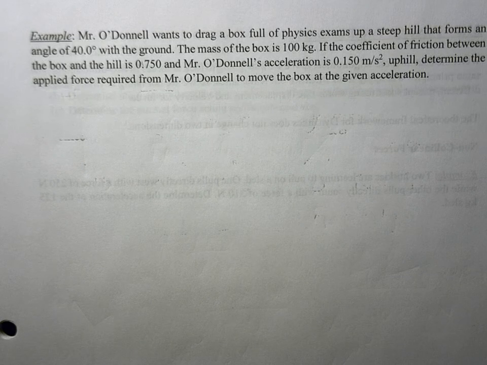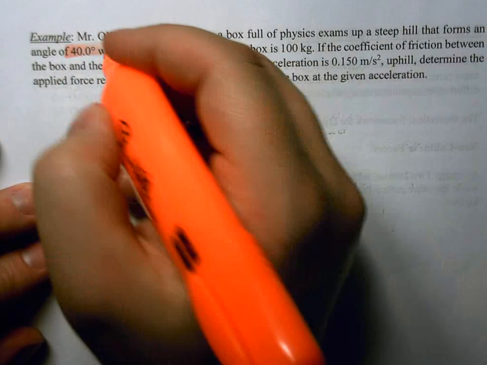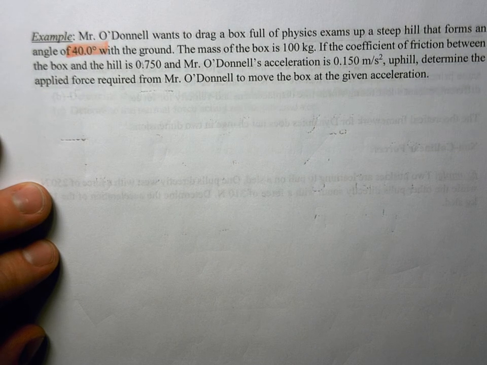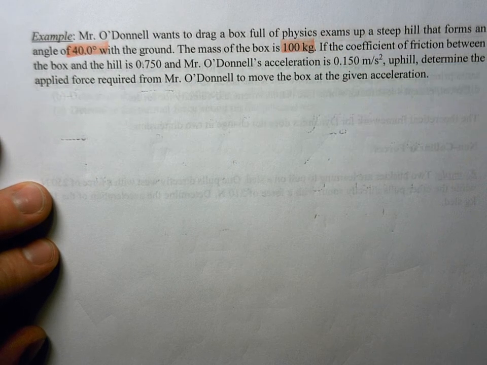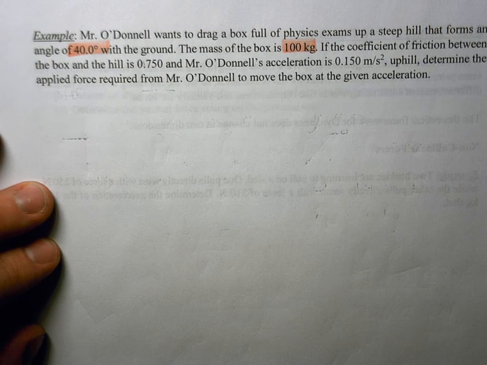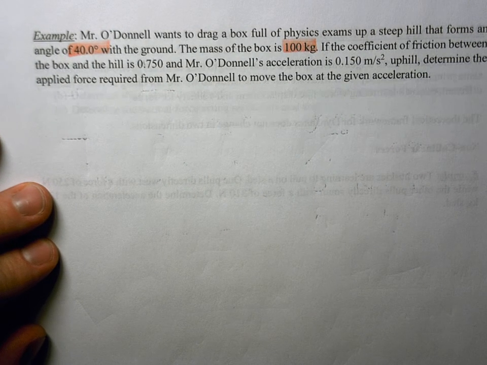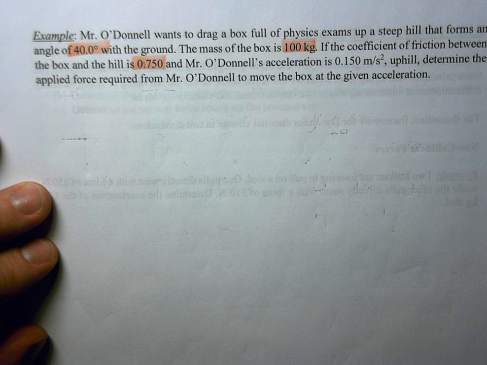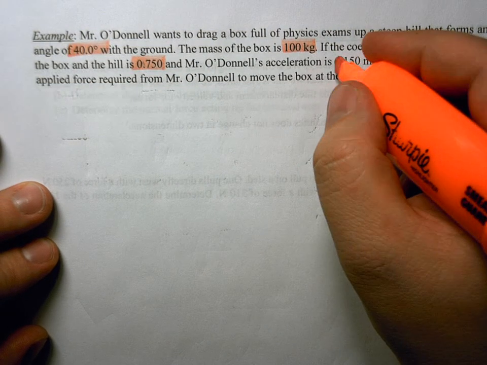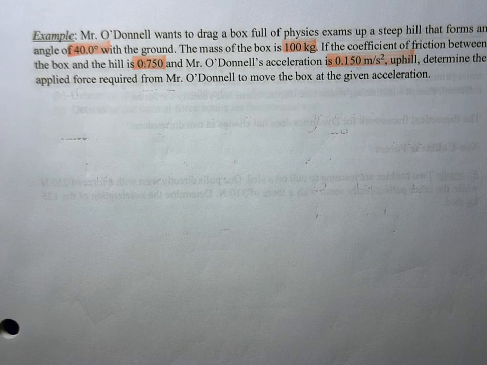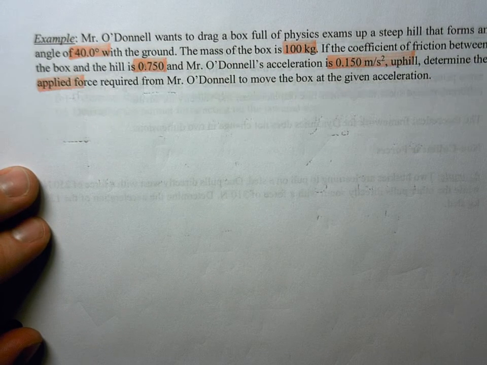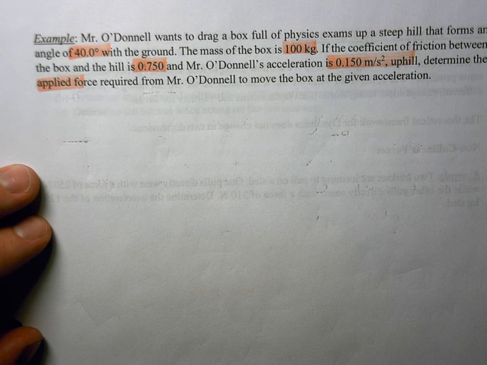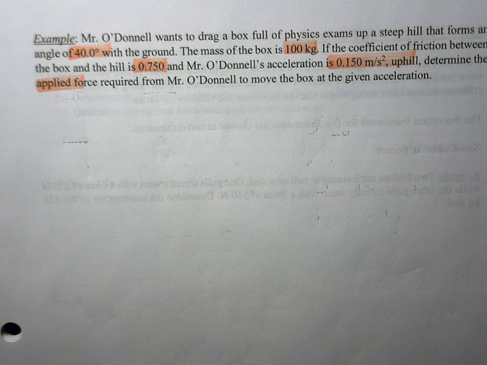Why would I do that? Who knows? So it makes this hill, and I've chosen a really good one. I've chosen a hill with an angle of 40 degrees relative to the ground. This box is 100 kilograms. Assessments aren't light. The coefficient of friction between the box and the hill is 0.750, and I can accelerate at a nice little pace of 0.150 meters per second squared up the hill. So we want to determine the applied force that I have to apply in order to get this box to go up.